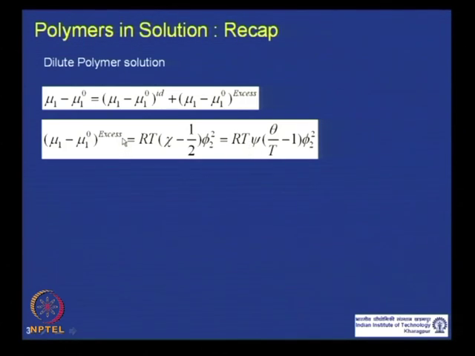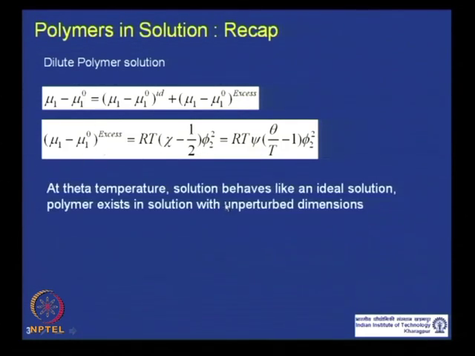In dilute polymer solution, we found a relationship for the excess chemical potential, and at theta temperature, this excess contribution becomes 0 and the solution becomes ideal. If this term contributes negatively, then mu 1 difference would be lower than the ideal, which means mixing of polymer and solvent is favored. If it is positive, then it will be higher than the ideal value, so it works against solution. At theta temperature, this becomes 0, so the solution becomes ideal and the polymer exists in solution with unperturbed dimension.